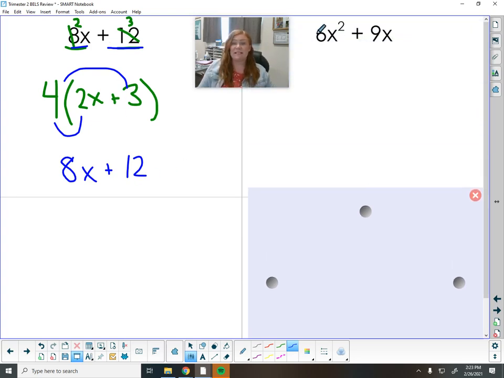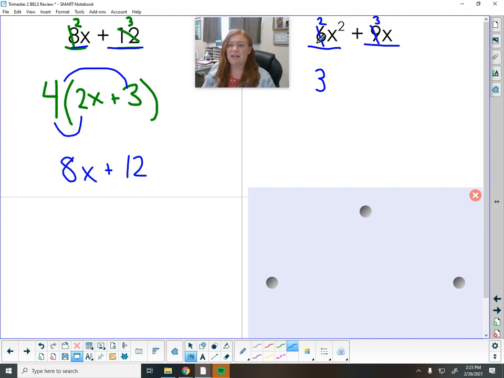Next, we have 6x squared plus 9x. So we want to see what do 6x squared and 9x have in common. So let's look at our numbers first. Do 6 and 9 have a factor in common? They both have 3. So 6 divided by 3, we're left with 2. And 9 divided by 3, we're left with 3.